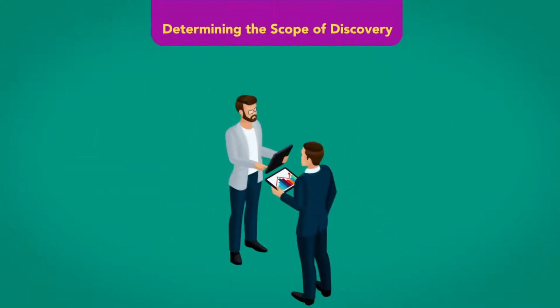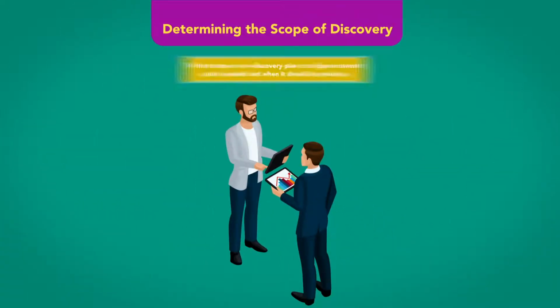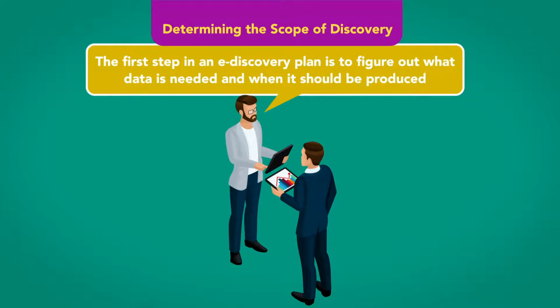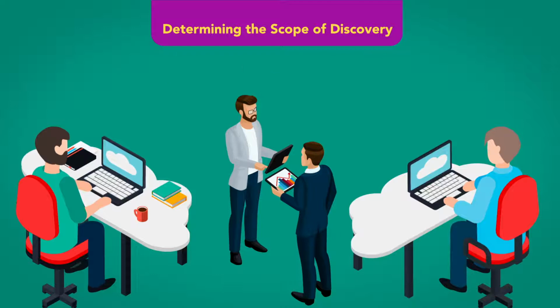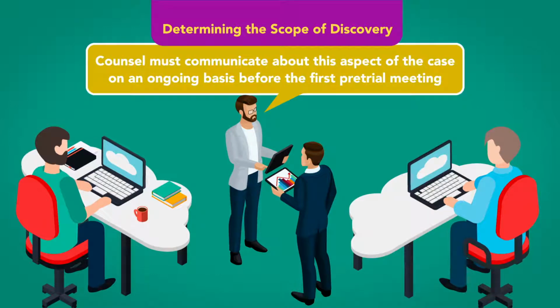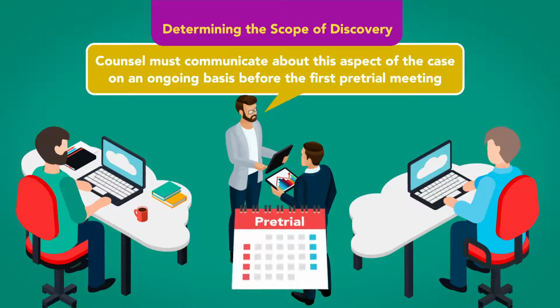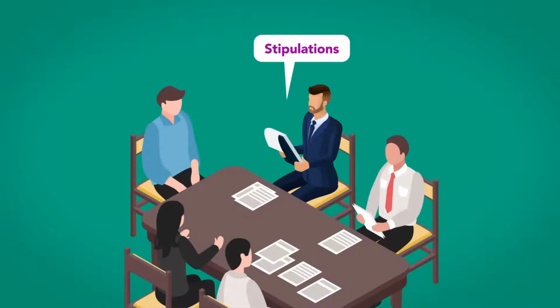Determining the scope of discovery. The first step in an eDiscovery plan is to figure out what data is needed and when it should be produced. Determining this is not going to happen at one pretrial meeting. Counsel must communicate about this aspect of the case on an ongoing basis before the first pretrial meeting. They can bring stipulations to that pretrial and then argue over points of disagreement.